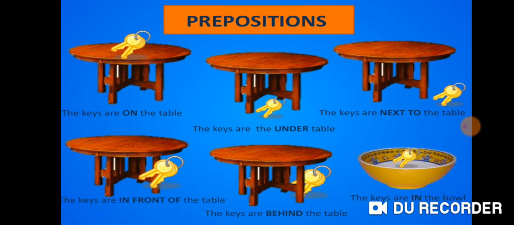In the image here, students, you can see the keys are kept on the table. In the second image, the keys are shown under the table. In the third image, the keys are next to the table. In the fourth image, the keys are in front of the table. In the fifth image, the keys are behind the table. And in the sixth image, the keys are kept inside the bowl.